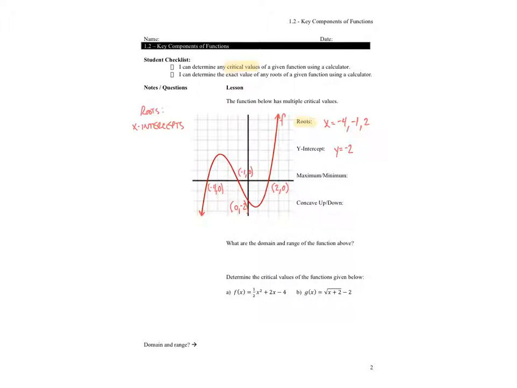Maximums and minimums are exactly what they sound like. We can have 2 different types of maximums and minimums. We could have local maximums and minimums, and we could have absolute maximums and minimums. So I just want to talk a little bit about the difference there. This point right here would be what we would call a local maximum. The reason we call it a local maximum is because the function is increasing until that point. And then at that point, it begins decreasing.